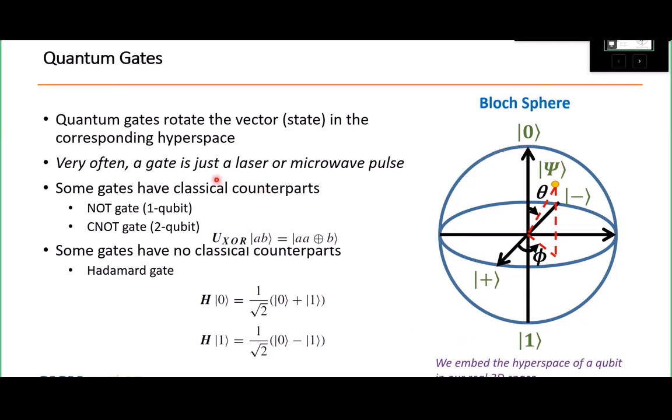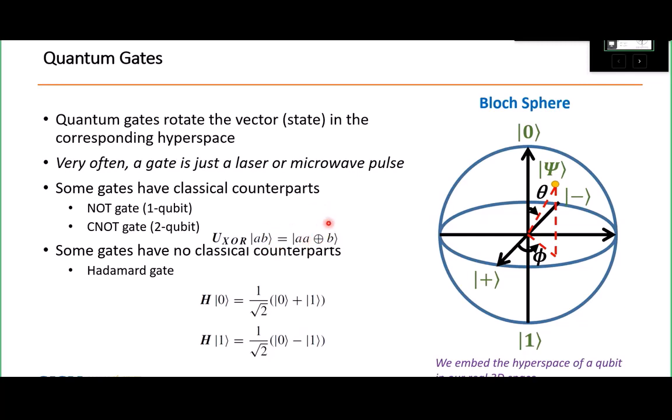And usually a gate is nothing but a laser pulse or microwave pulse. Right? We have different gates. For example, it can be a NOT gate that rotates from 0 to 1, and similarly when you apply it to another vector, you will do a NOT operation. You can have a 2-qubit gate, right? For example, a controlled NOT, which is very important. It only applies the NOT operation to the second qubit if the first qubit is 1.